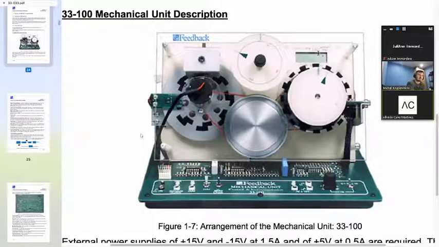This motor, this disc, is just providing a voltage which is proportional to some physical quantity, right?